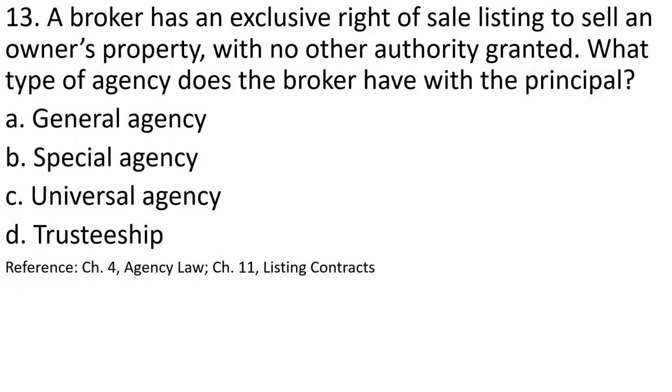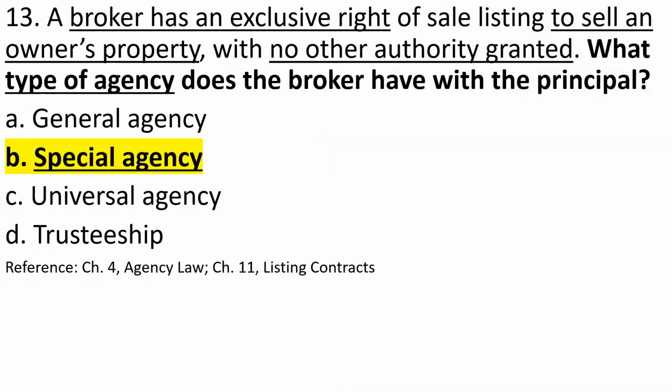Number 13, a broker has an exclusive right of sale listing to sell an owner's property with no other authority granted. What type of agency does the broker have with the principal? So here they're using some fancy words, principal. Whenever you have a contract with another person to represent you, that creates a principal-agent relationship. So the agent is the brokerage, the principal is the seller.